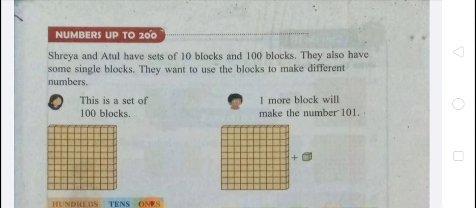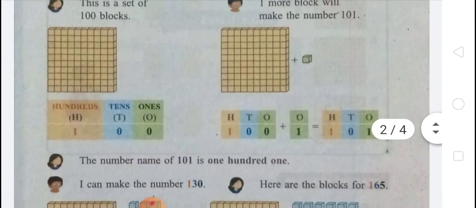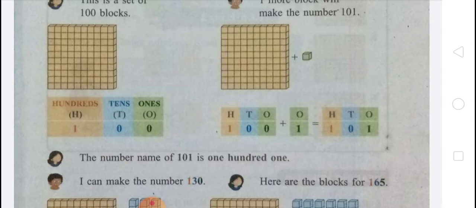You can see here that there is a table given. This is a set of 100 blocks, and one more block will make the number 101. For 100, on the ones place there is 0, on the tens place there is 0, and on the hundreds place there is 1. For 101, that means 100 blocks plus one single block.